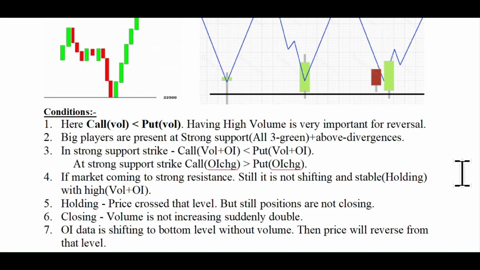Now you may ask, why should call OI change be higher? A higher call OI change represents counter positions. These positions create an advantage for the market to move upward because they represent potential stop losses of call writers. If the market starts rising, these stop losses can be triggered, adding further buying pressure and adding advantage to the reversal.